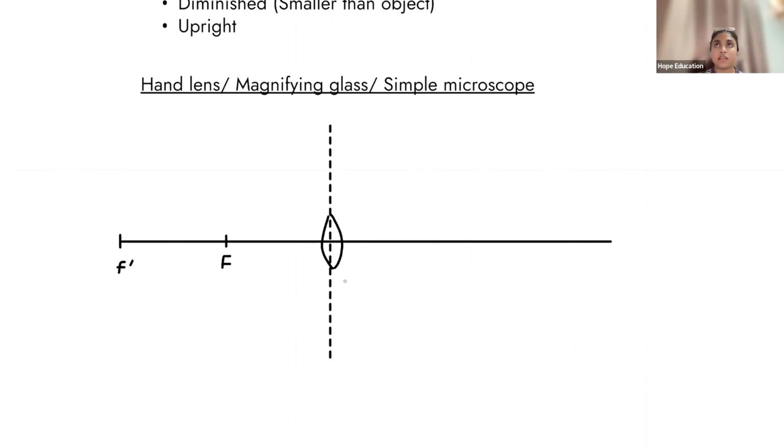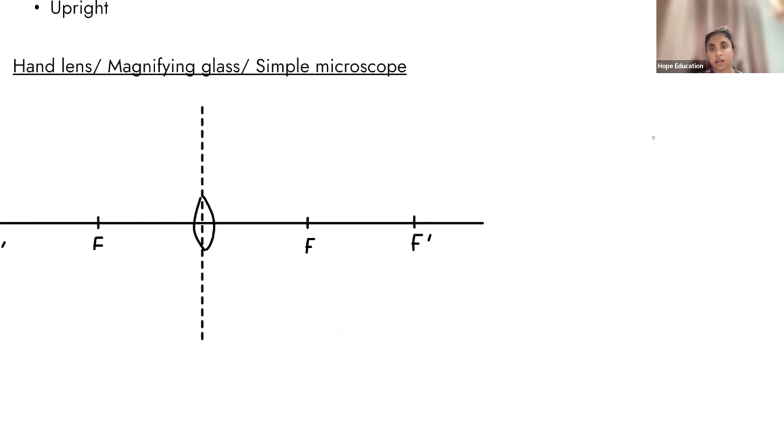Let's first look at this. We all know what a magnifying glass is, right? Some of you may have even used one. Magnifying glass, hand lens, and sometimes we call it a simple microscope. Let's first talk about the properties. In a magnifying glass, do you get a real image or a virtual image? What do you think? Real or virtual?